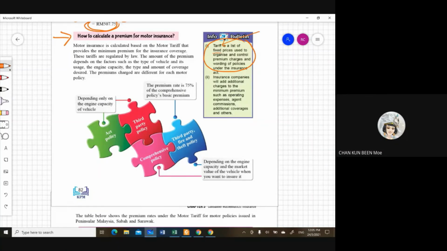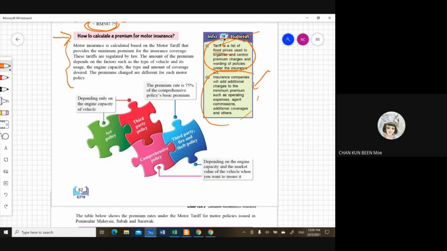It's a list of fixed prices. And then the insurance company will add additional charges to the minimum premium, such as operating expenses, agent commission, additional coverage charges, and others. I'm going to talk about this with you later on. You don't have to worry.